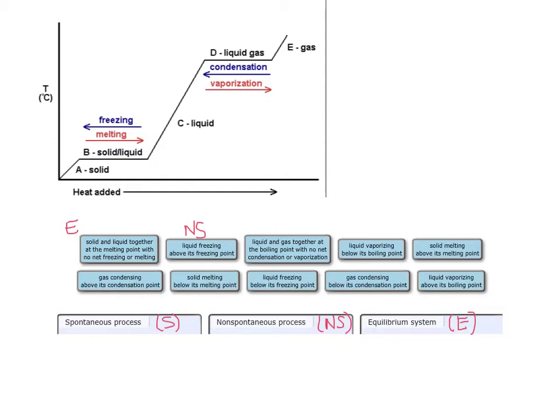So liquid and gas together at the boiling point with no net condensation or vaporization. So again, here we are at that horizontal line, the spot where you have both liquid and gas. So that's going to be an equilibrium system. The next one, liquid vaporizing below its boiling point. So you have a liquid turning to a gas below its boiling point. So water boils at 100 degrees Celsius. If the water starts boiling at 95 degrees Celsius, something's going on. So that's going to be a non-spontaneous process.